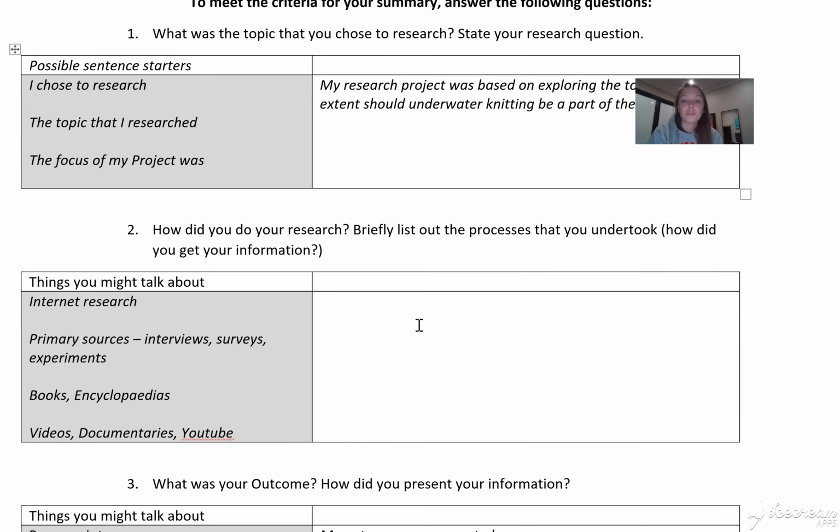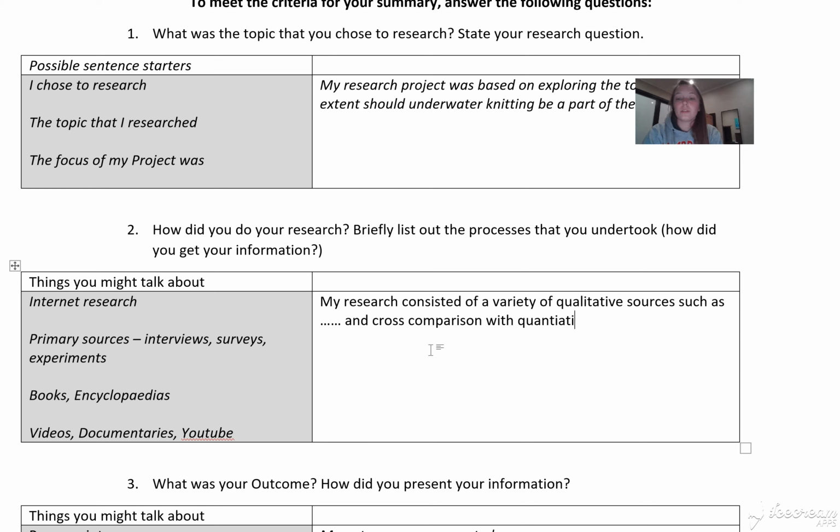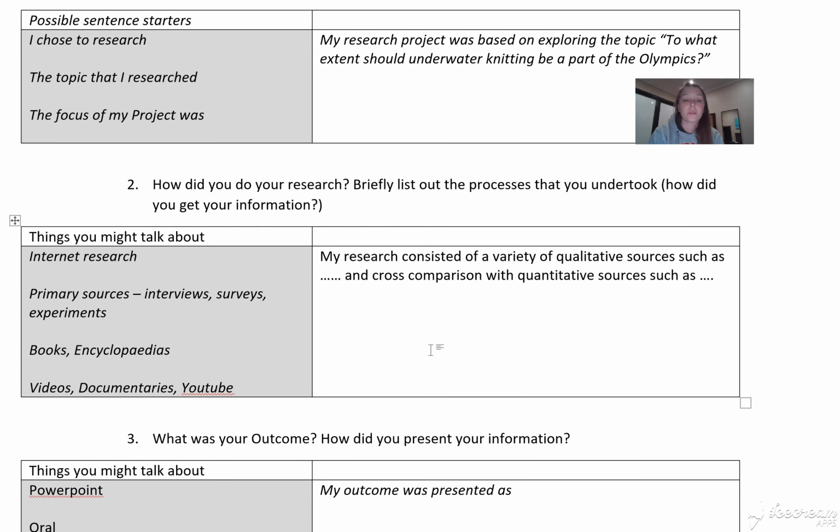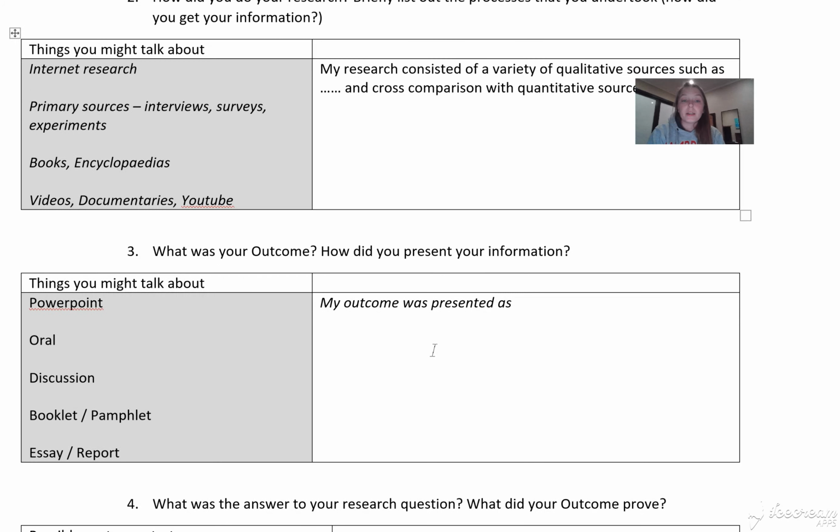The next one is how did you do your research? So you want to explain the types of things you did. So my research consisted of a variety of qualitative sources such as blah blah blah and cross comparison with quantitative sources such as yada yada, and then you might spend a couple of sentences working through this. The last bit is what was your outcome and how did you present your information.